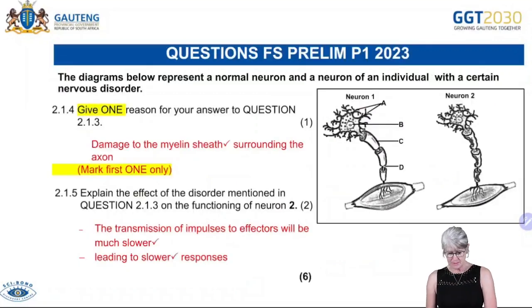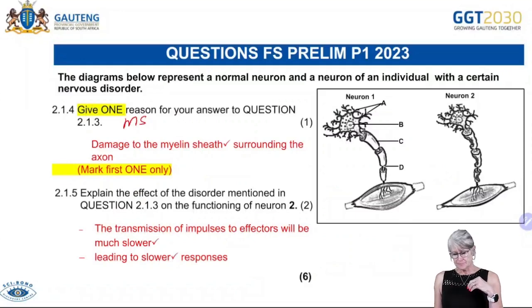All right, let's have a look at some more questions. Now, here they say, and I've highlighted parts of this question because I want you to be aware of this, because this is a very common way of questioning where they ask for one reason. So they say, give one reason for your answer to question 2.1.3. And remember, we said it was multiple sclerosis, or MS, was the disease. So one reason.